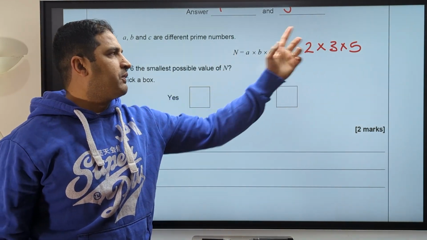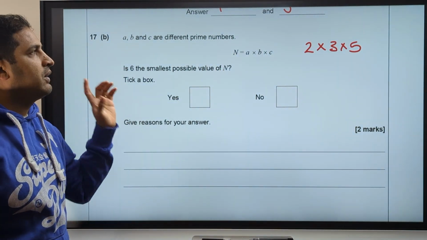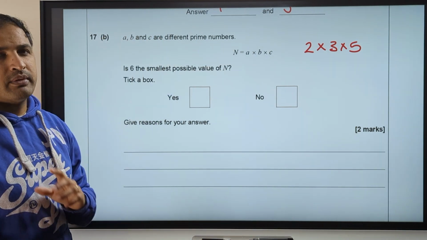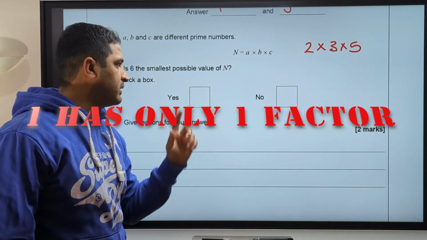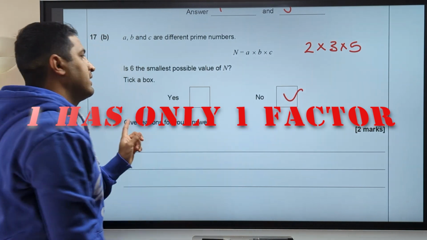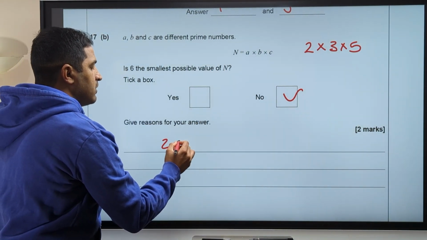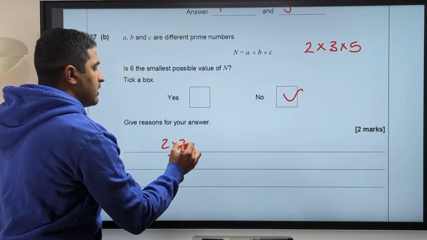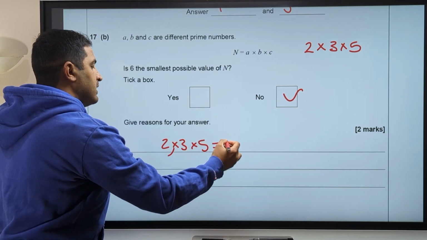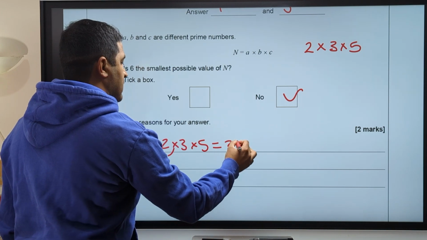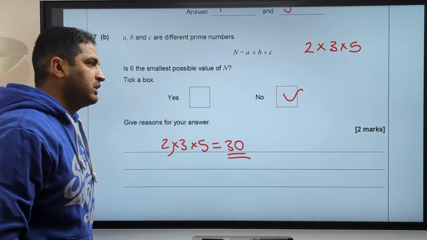So 2 times 3 times 5 is not going to be 6. The only time you do that is if you make the mistake of thinking 1 is a prime number. So the answer is no, and give a reason. We're starting with the smallest possible prime number, which is 2. 2 times 3 times 5 gives you 30. So that's the smallest possible answer we can get from that.